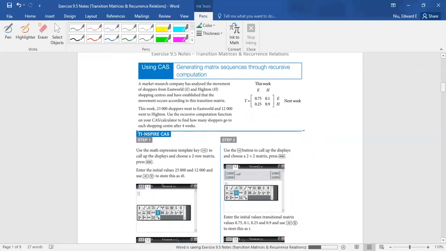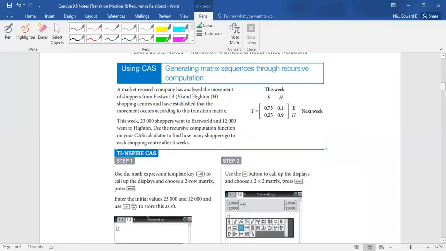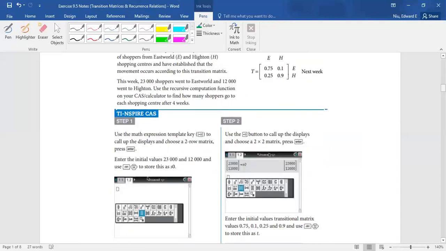The CAS steps we're going to take a look at. To create this transition matrix in the CAS, obviously you don't need the T equals and this week, EH, and next week. All you need to do is construct a 2x2 and store that as T. All that above that we just did is doable on the CAS, right? So you never want to do this stuff by hand.